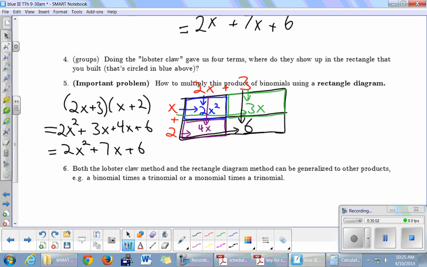So the new thing you need to get good at after today and after practice is multiplying things that look like this double parentheses. 2x plus 3, x plus 2. You have two choices, lobster claw, rectangle method. I'm never going to force you to use one over the other, but just get really good at one as opposed to being on both.